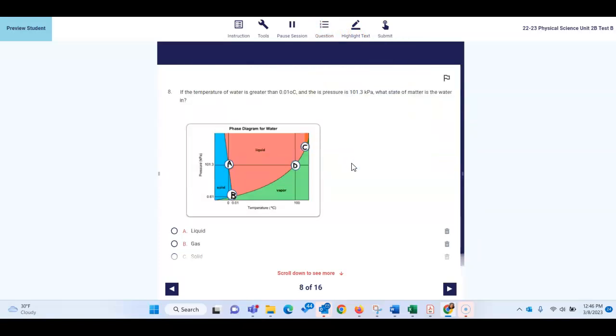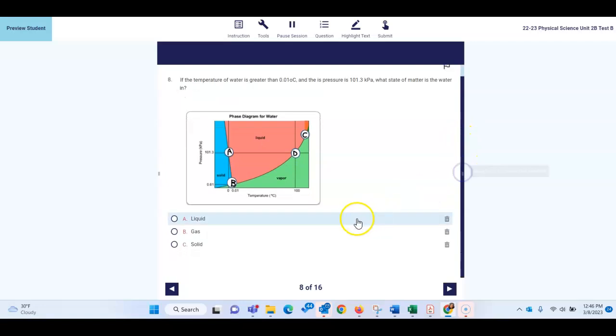Question 8. If the temperature of water is greater than 0.01 degrees Celsius and the pressure is 101.3 kilopascals, what state of matter is the water in? Is it A, liquid, B, gas, or C, solid?